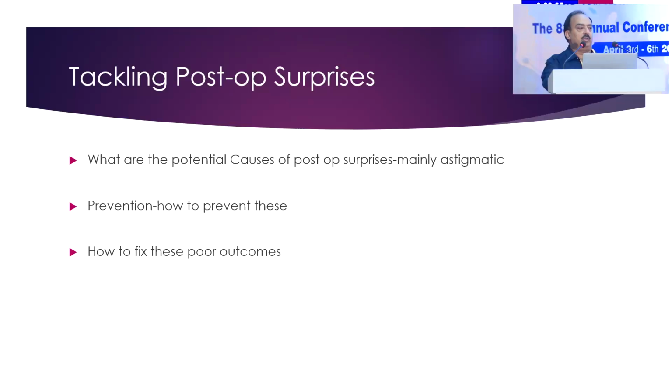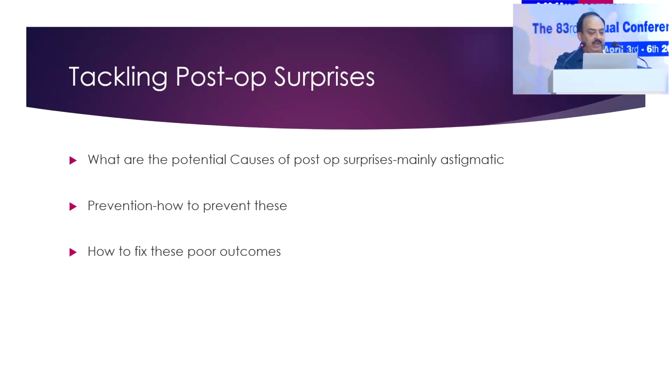Now a little word about tackling post-op surprise. You have taken care of all these things, but still you get post-op surprises. I think all will agree on that. So what are the potential causes of post-op surprises? We have to tackle here mainly the astigmatism surprises. Suppose we get a result of +2, -3 diopter cylinder, we can correct it. But if we get -2 diopter spherical, -3 diopter cylindrical, that will not be corrected by dialing the lens, rotating the lens.